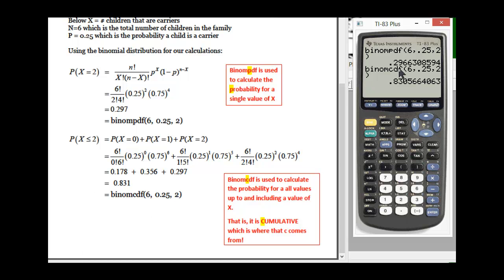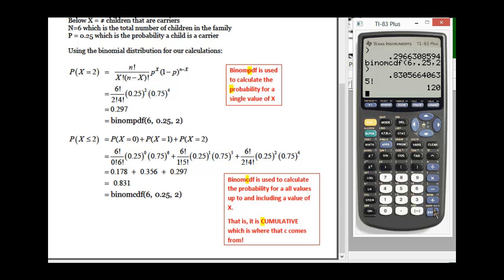Okay, so both of these are good to know to be able to check your calculations. The other thing that might be helpful for you: if you're computing factorials, you can get to that through your math button. So let's say I wanted 5 factorial. I hit 5. If I go to math and go over, using my right arrow key, to PRB, and I go down using my down arrow key to 4, that will get me a factorial. So 5 factorial, if I enter, comes up to be 120.